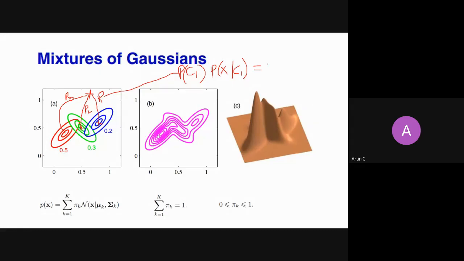Then I ask, what is the probability of seeing cluster 2, the green one? And what is the probability of seeing X from that cluster 2? What is the probability of seeing X from this cluster 2, right?